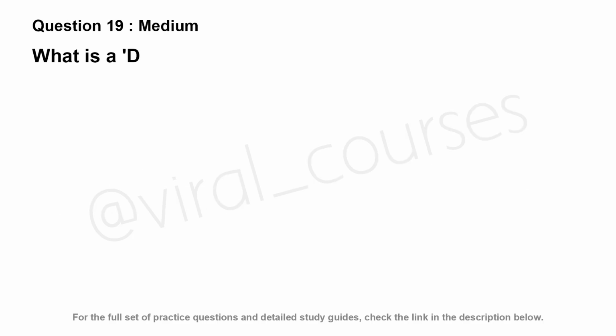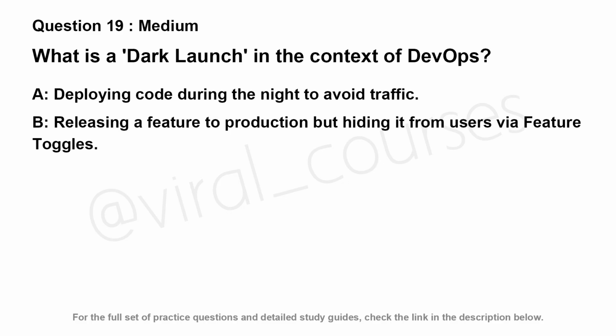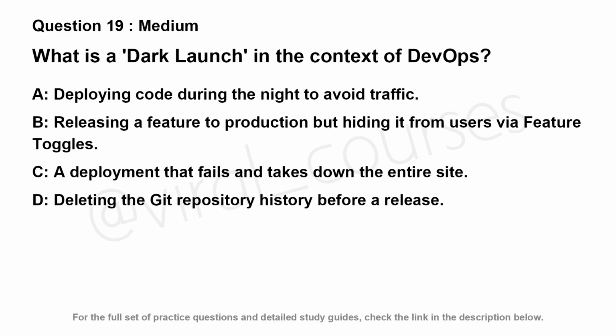What is a dark launch in the context of DevOps? Option A. Deploying code during the night to avoid traffic. Option B. Releasing a feature to production but hiding it from users via feature toggles. Option C. A deployment that fails and takes down the entire site. Option D. Deleting the Git repository history before a release.